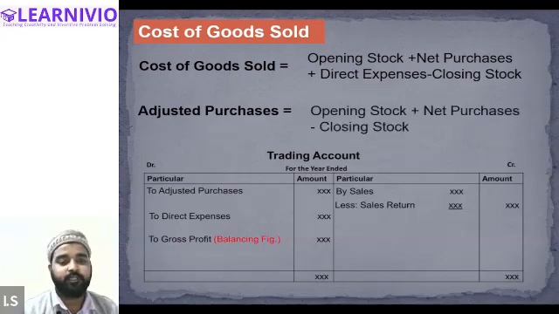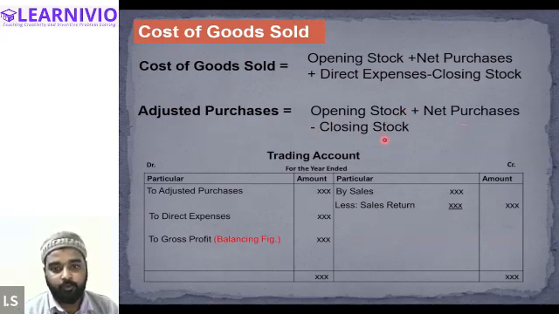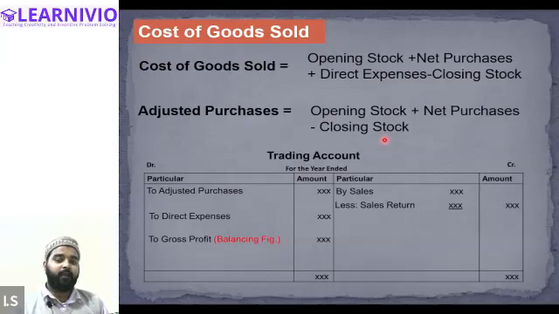Adjusted purchase basically means this: opening stock plus net purchases reduced by closing stock is considered as the adjusted purchase. Listen to me carefully. Adjusted purchase basically means opening stock plus net purchases reducing the value of the closing stock. All right. So now, if in any question you are provided with the adjusted purchases, then you are not required to write down the value of the opening stock. Neither will you be required to write down the value of the net purchases, nor the value of the closing stock.